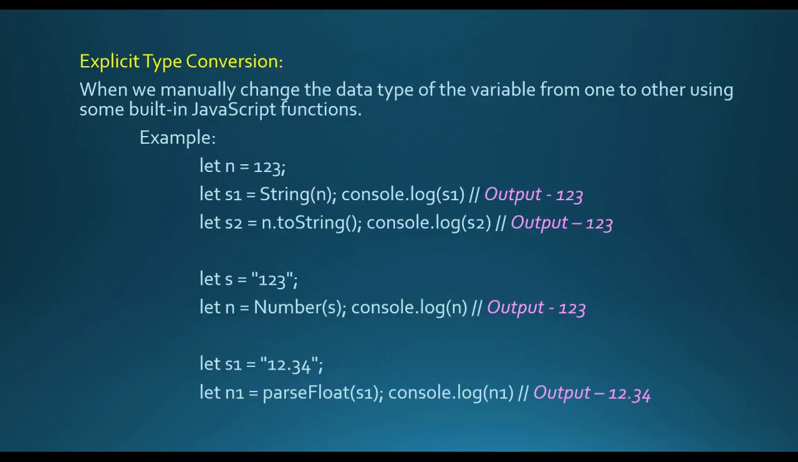Explicit conversion is when we manually convert a value using built-in functions. In the examples given below, String, Number, and parseFloat are built-in functions that convert a variable to a string or a number.